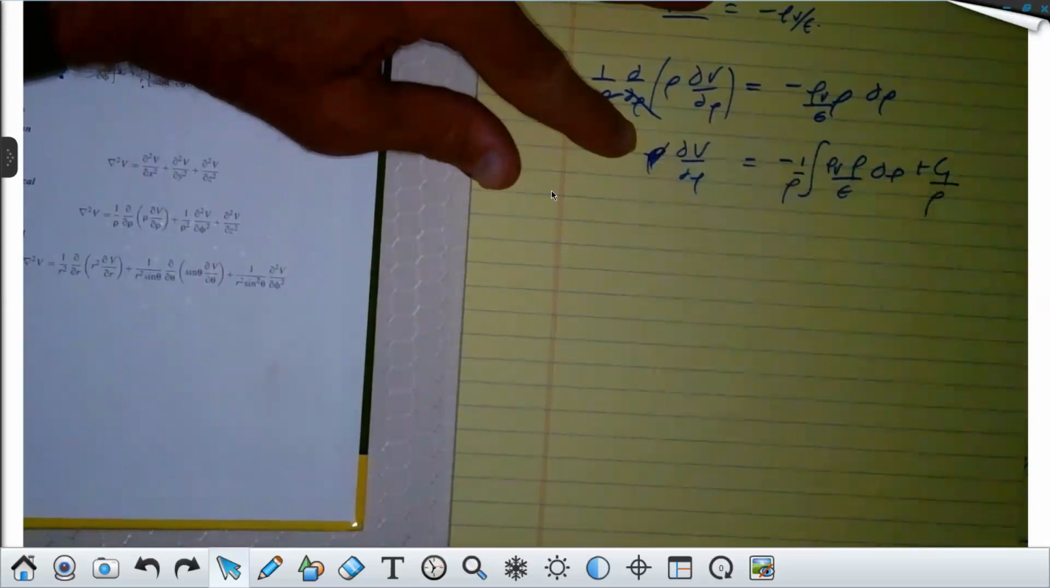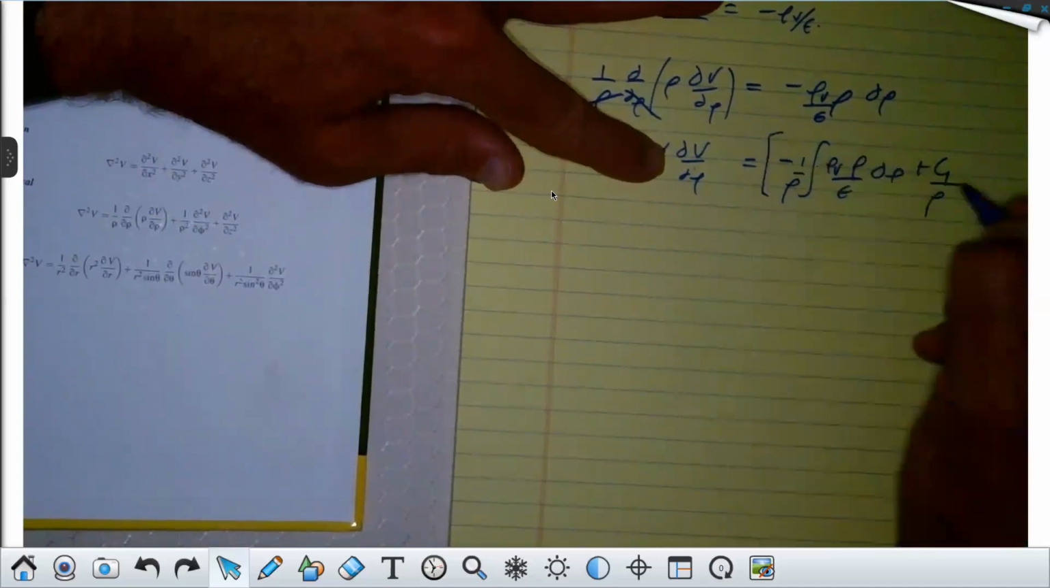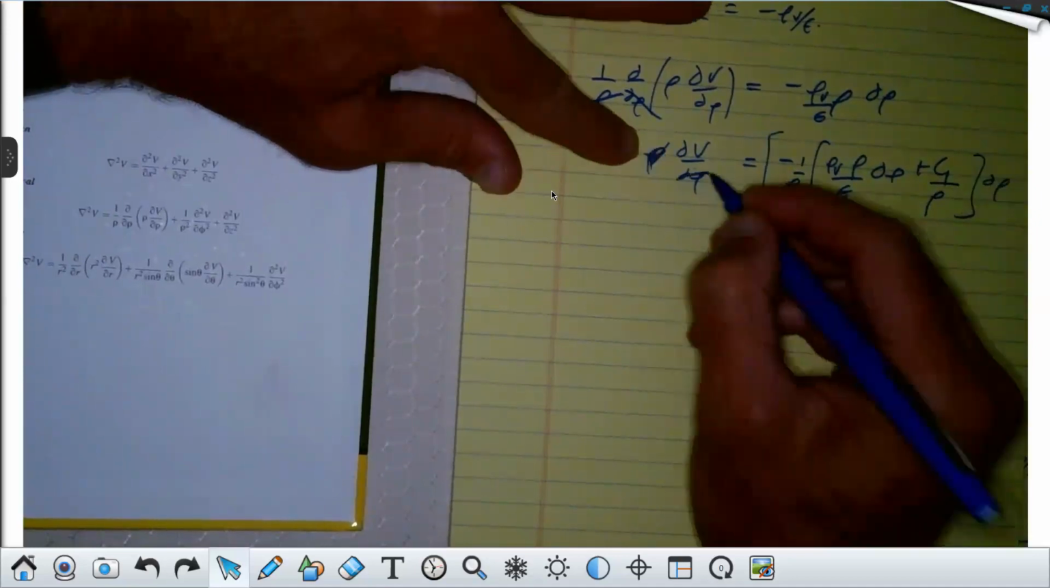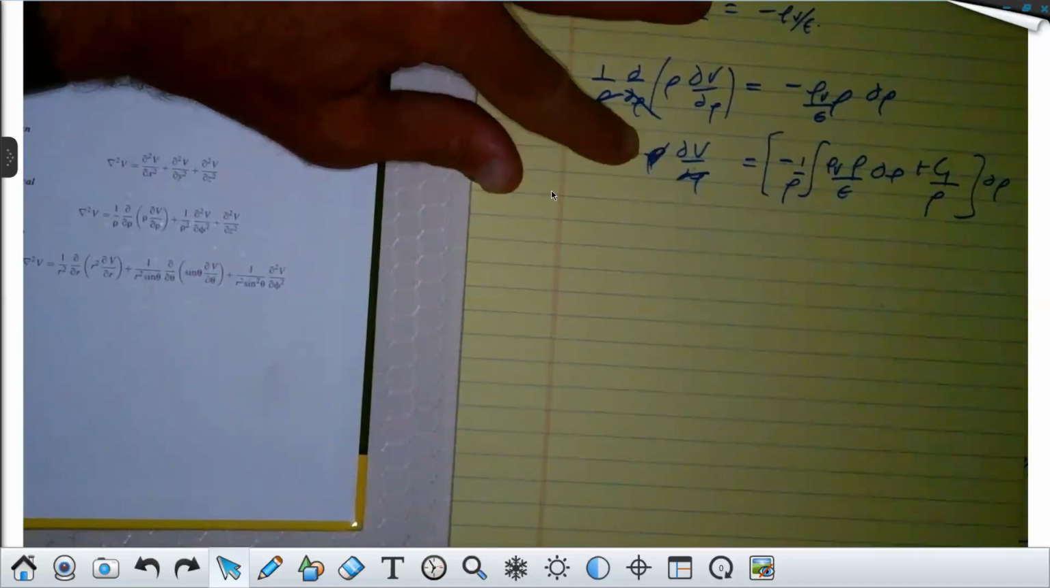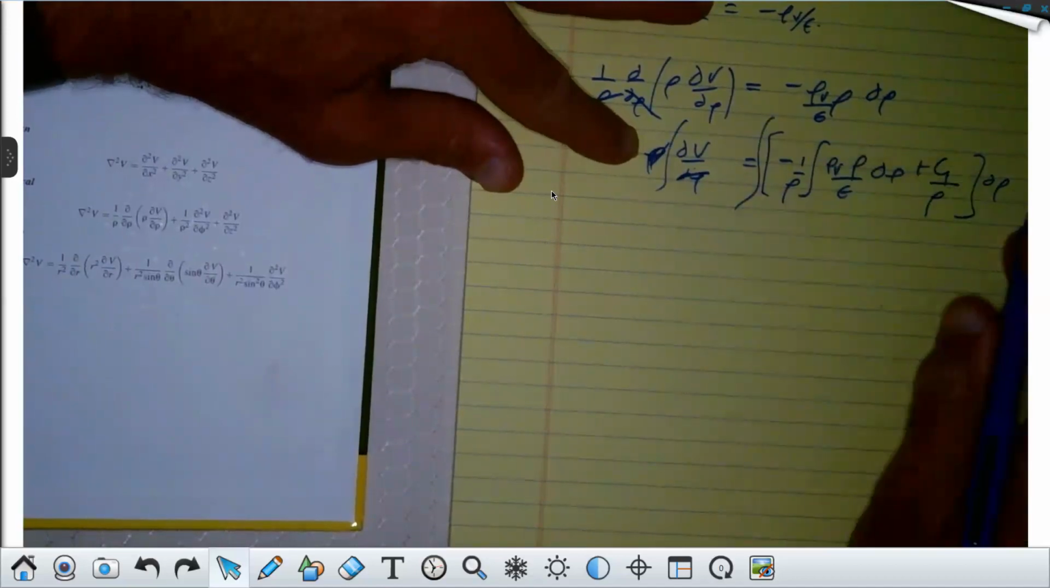Now I have that. And finally, you have to take and multiply again by d rho, and then integrate again. And integrating this will give me a second constant.